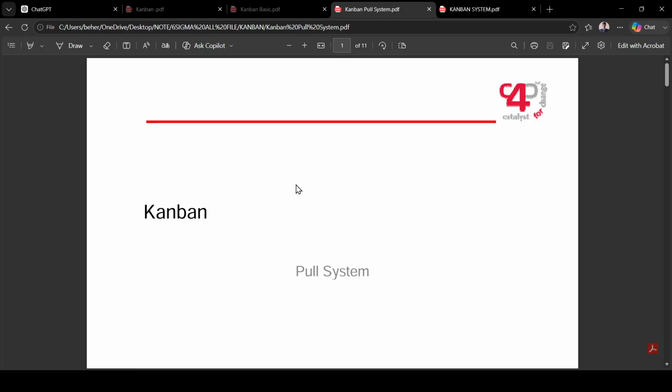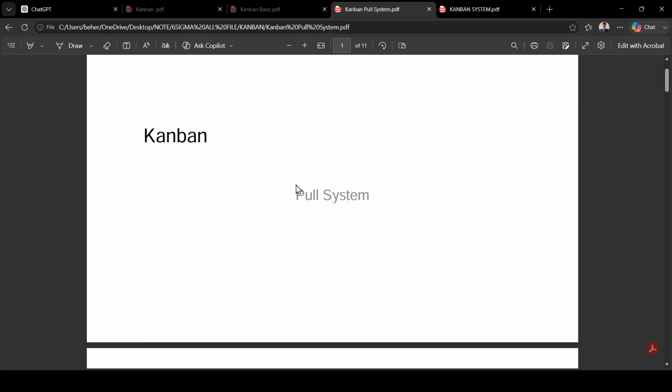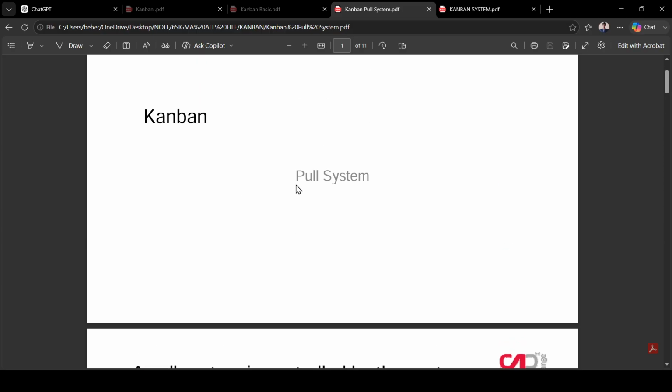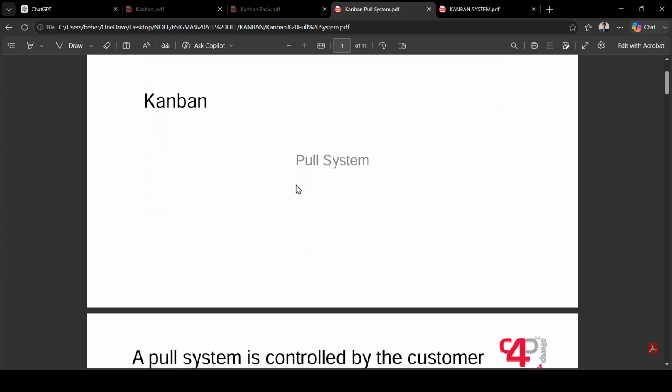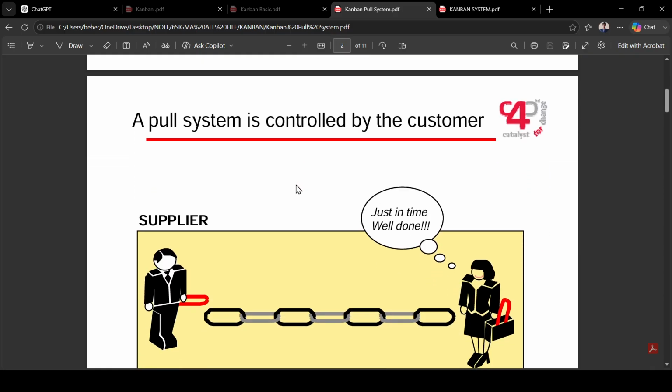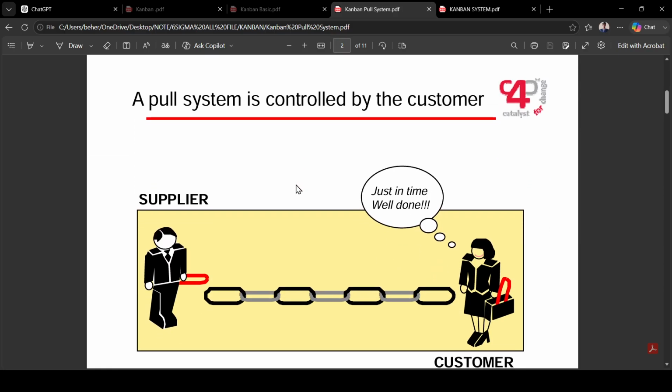So what is Kanban? A pull system. Kanban means pull system. That is the total Kanban in a pull system. A pull system is controlled by the customer.